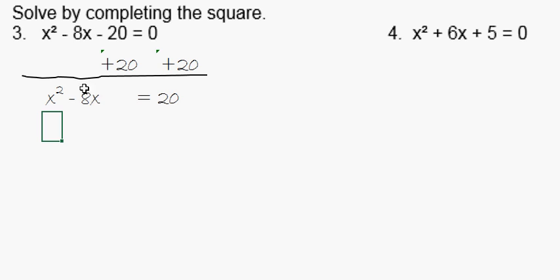To do that, I'm going to take half of this number, half of the b coefficient, and square it. Half of negative 8 is negative 4. Negative 4 squared is plus 16. And to compensate for that, I will add 16 to the other side.